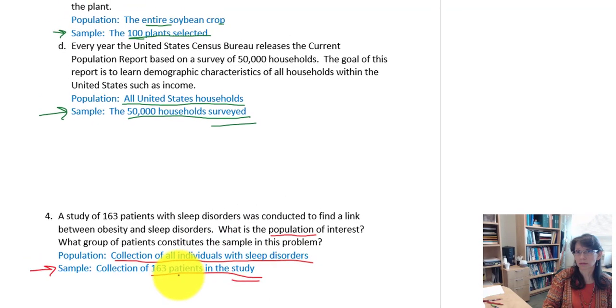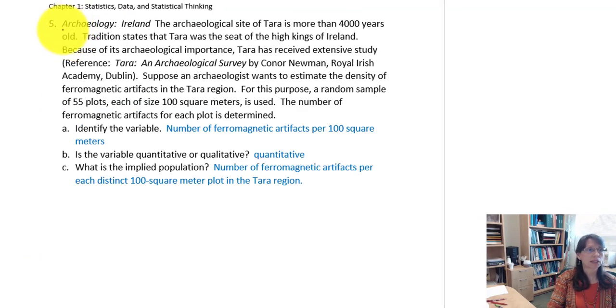And reference number 5 deals with archaeology in Ireland. The archaeological site of Tara is more than 4,000 years old. Tradition states that Tara was the seat of the High Kings of Ireland. Because of its archaeological importance, Tara has received extensive study. And you can find more information about this. The reference is Tara, an archaeological survey by Conor Newman, Royal Irish Academy in Dublin.